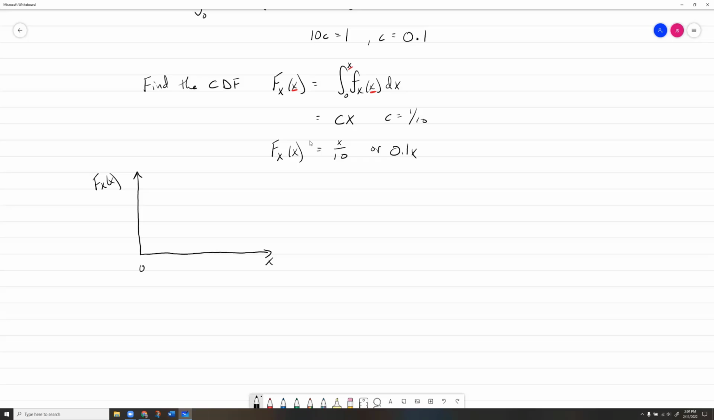We start at 0, we go to 10, and then we know that when we reach 10, the cumulative distribution function will be 1. So our slope is equal to 0.1. And then once we reach that, we level off, and it's just 1 after that, because we can't go above 1 in terms of probability.